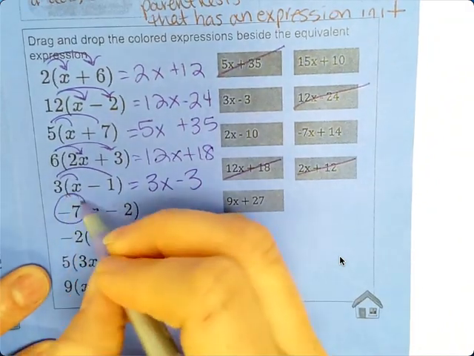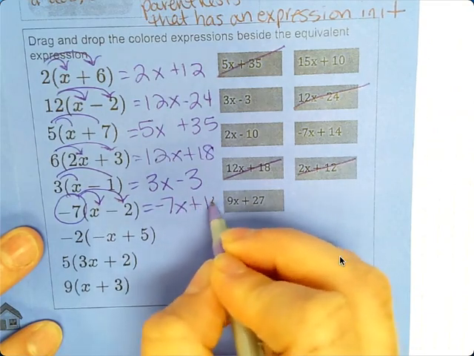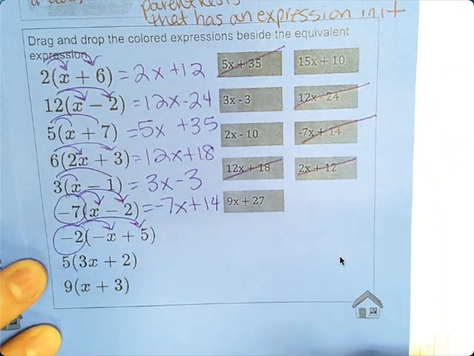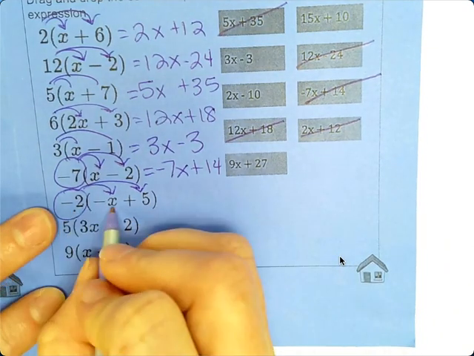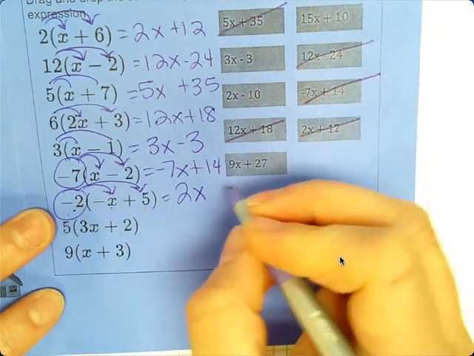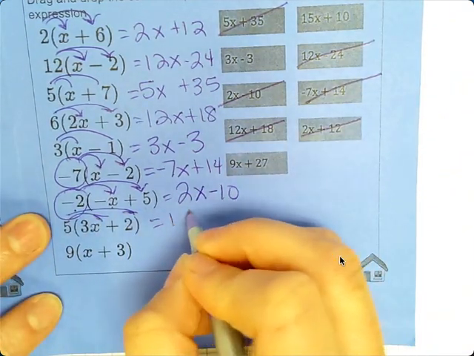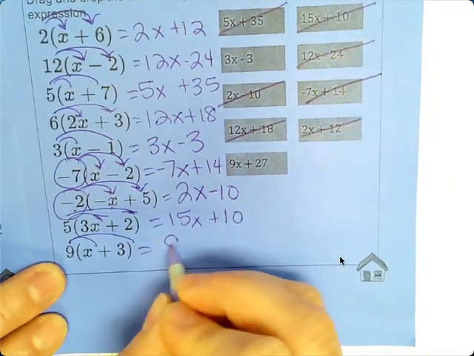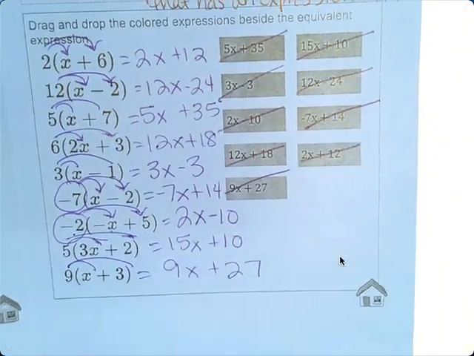Anytime you have a negative, you have to distribute the whole negative sign. So it's negative 7x plus 14. A negative 2. So I like to circle the whole number if there's a negative in front of it, so it helps me remember to multiply the negative. Negative 2 times a negative x would be a positive 2x. Negative 2 times 10 is a negative 10. And 5, 15x plus 10. And then 9x plus 27. I forgot to look at that. Okay.